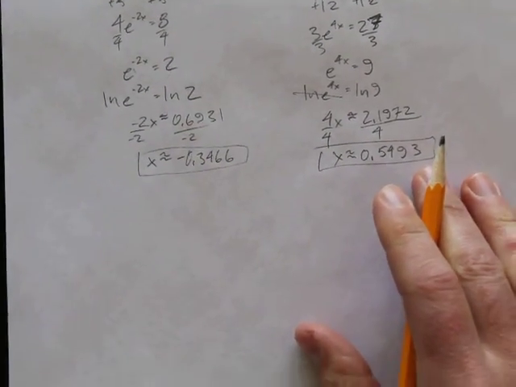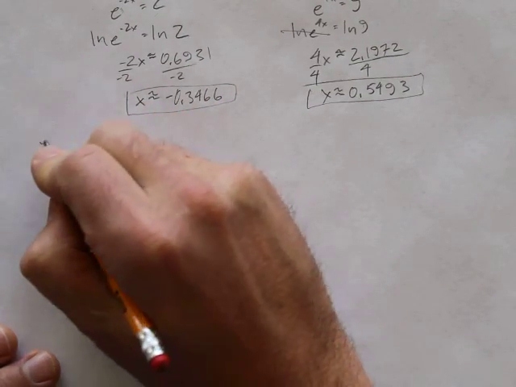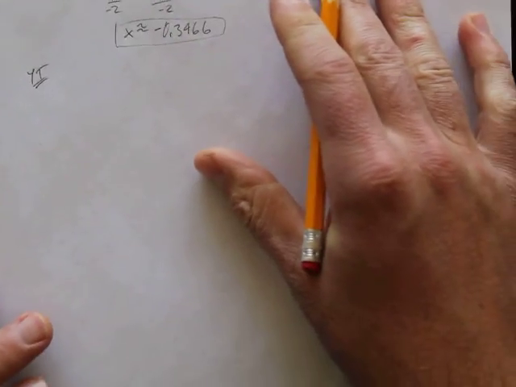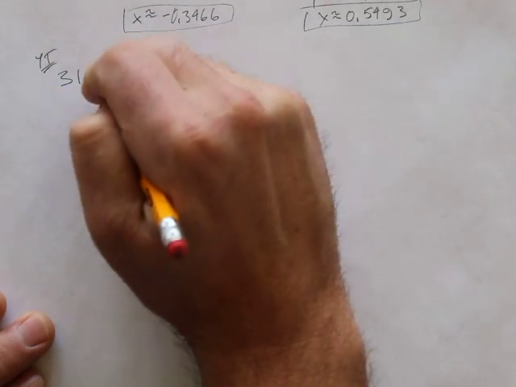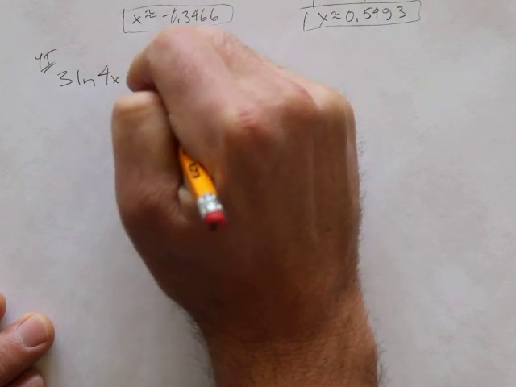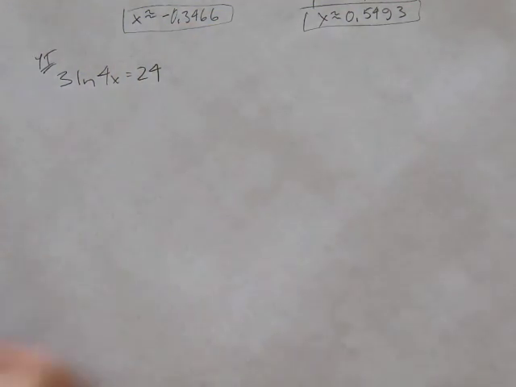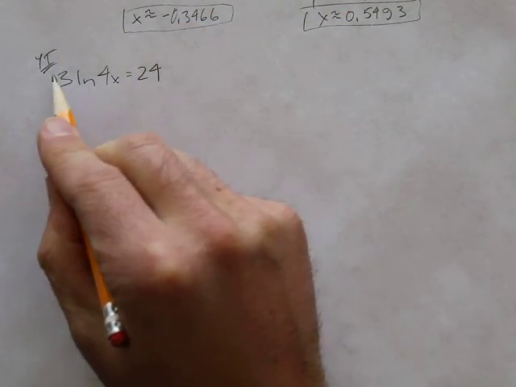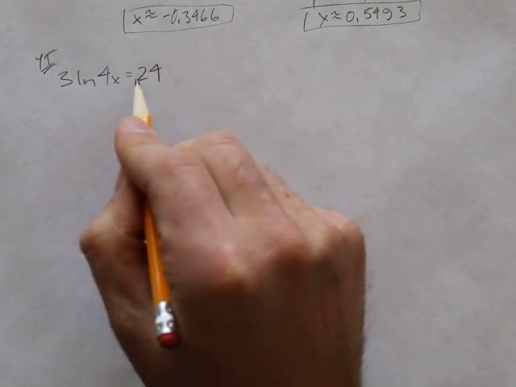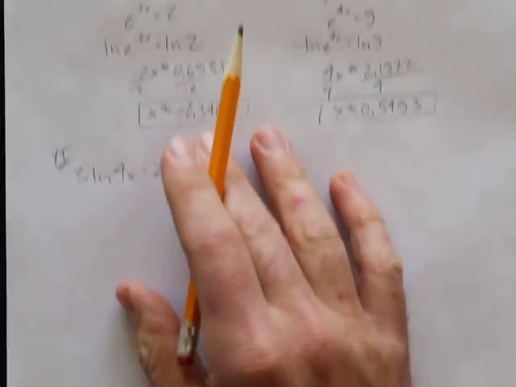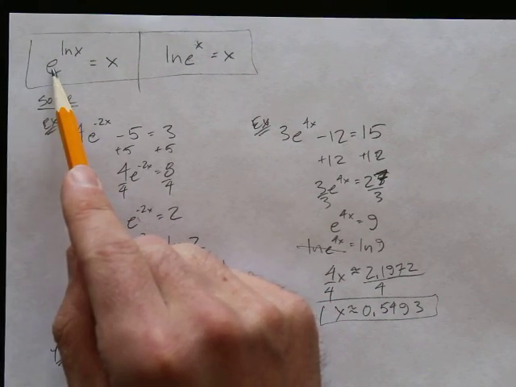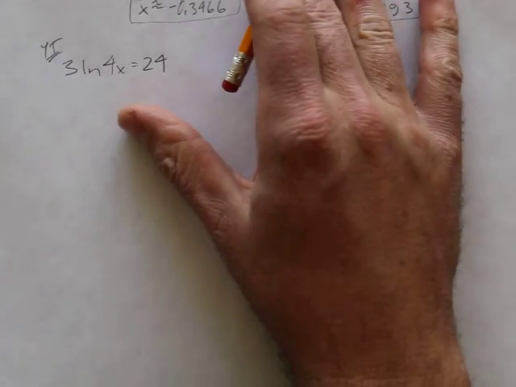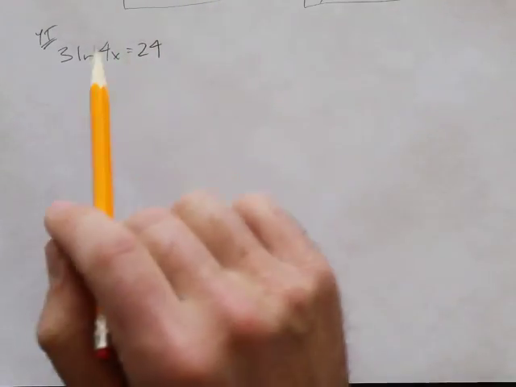All right, one more. And then we are done with 7-7, at least for the notes part of it. 3 natural log of 4x equals 24. Oh, look, this one I don't have. I'm not going to be taking the natural log of each side. We're going to do the same kind of thing as these ones, but we're going to raise each side with the base of e. So see if you can figure that one out. And then we'll do it together. Okay, go.